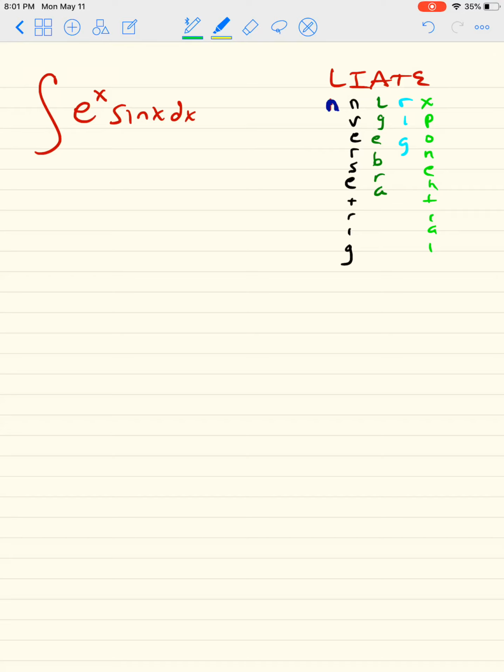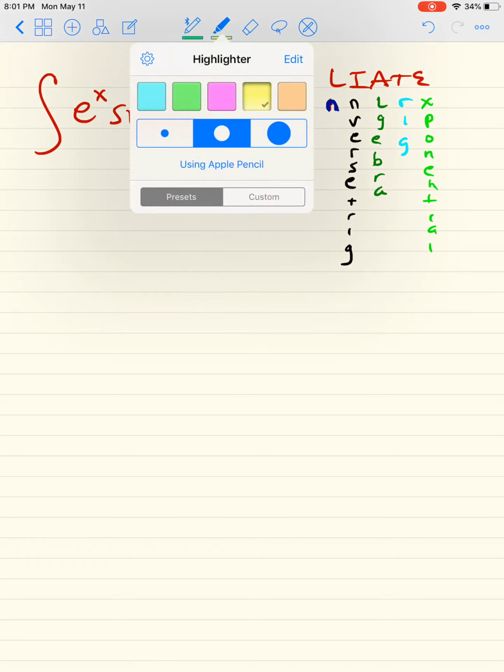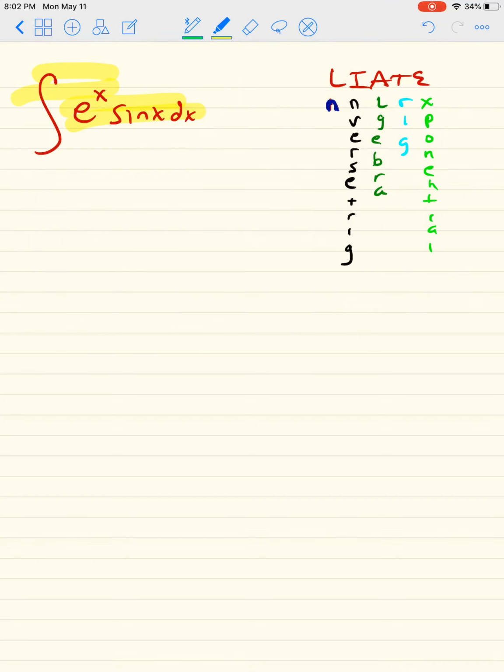Okay, here is going to be a little more complicated one. This says integral of e to the x times sine x. So this is my question and I want to know what does this equal. This is a product. You can never ever integrate products.